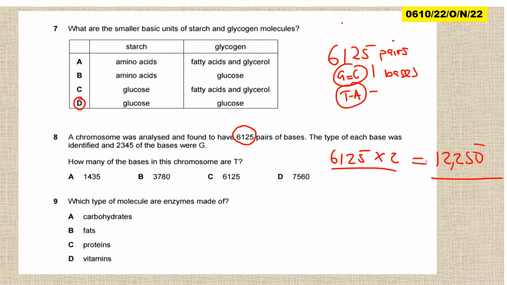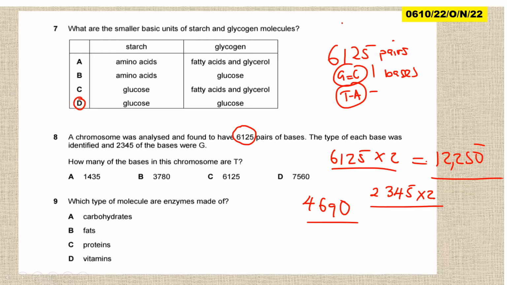Now we are told for G, there were 2,345. Now, we multiply by 2, because these are in equal proportion. If G were 2,345, it means the corresponding C was the same number. So multiply this number, 2,345, by 2. Out of these 12,250, 4,690 were bases of C and G.